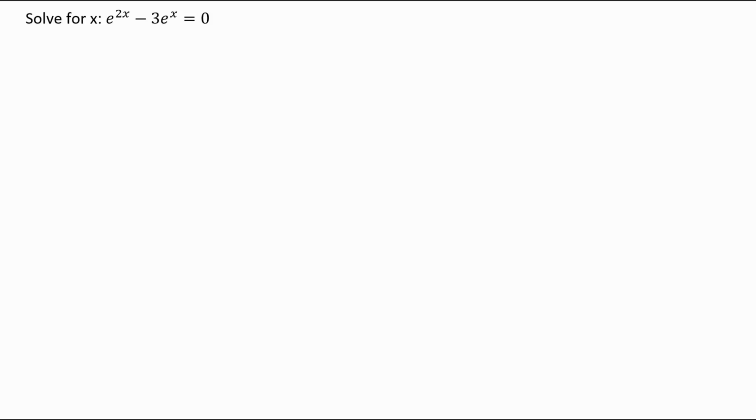Hey guys, quick little exponential equation question today. So we've got this exponential: e to the power of 2x minus 3 times e to the power of x equals 0. Now, questions like this, you have to keep an eye out because they're actually a quadratic in disguise.